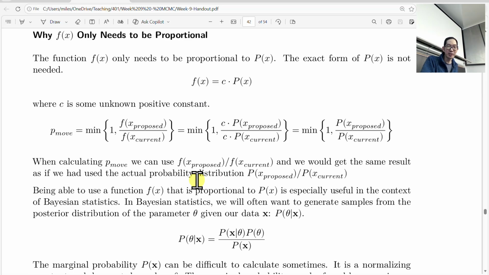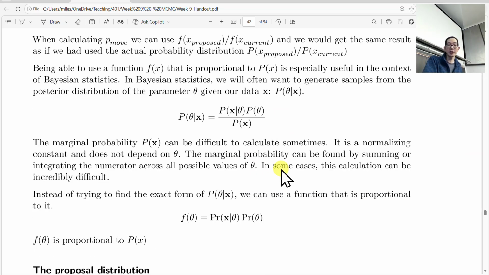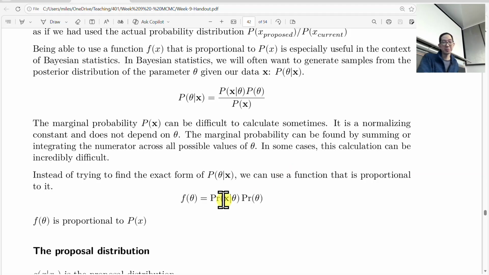And I talk about this, but basically the thing comes down to this probability of moving. If you just have something that's proportional to it, it's basically P times a constant. Those constants just cancel out, so it's equivalent to just using that proposed value. This is super helpful in Bayesian statistics because we often don't know the marginal probability, which is a normalizing constant. We only know the numerator, and so we often just use the numerator part, which is simple enough.